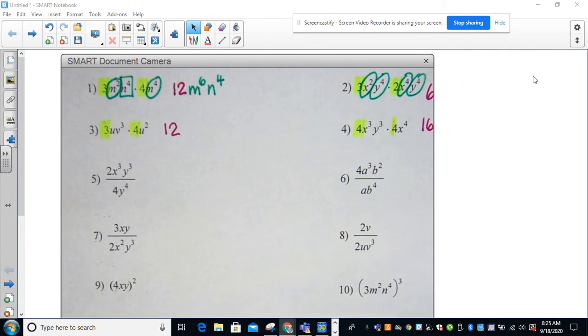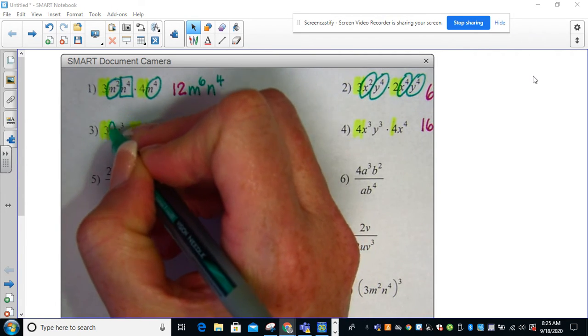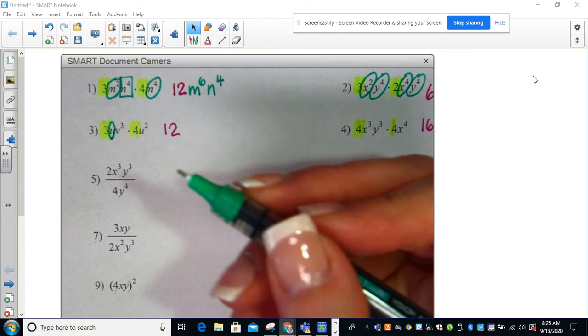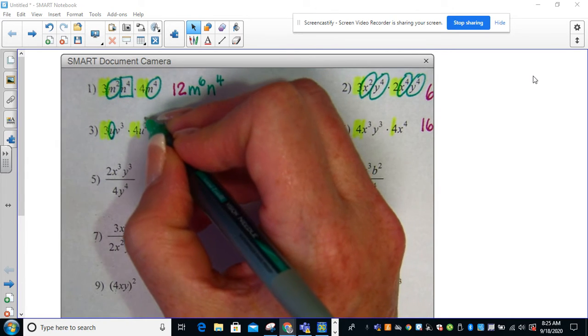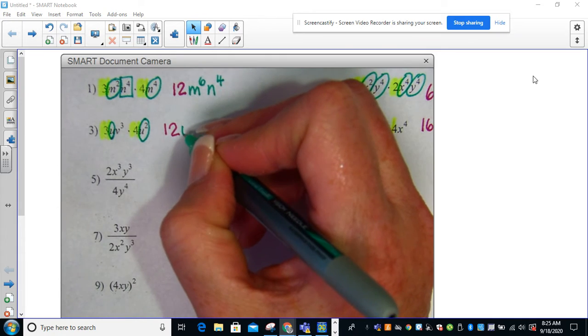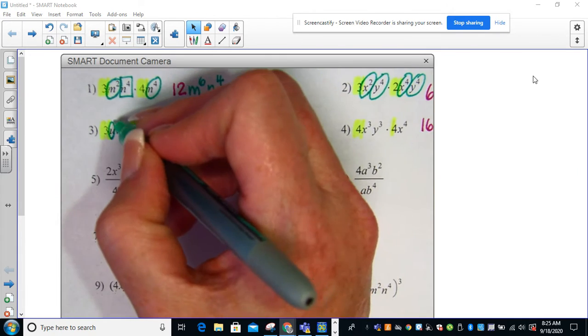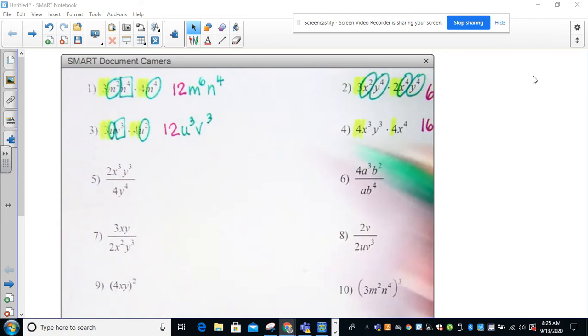Number 3, for the u's, this one doesn't have an exponent, so that exponent is considered to be a 1. And then u squared, so that added together would make 3. And then here's the only v, so that's another 3.